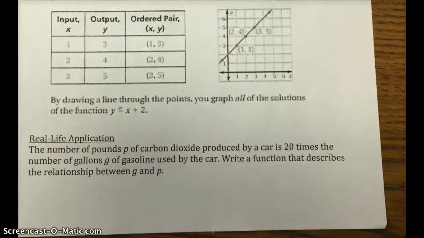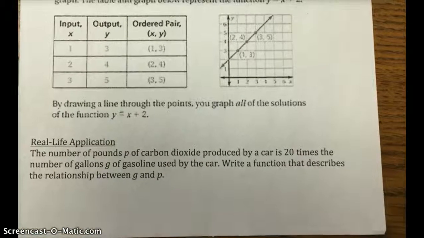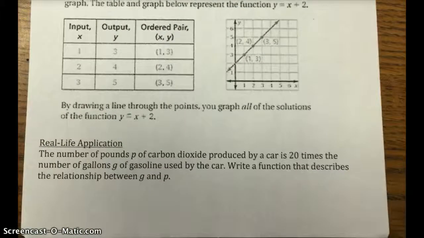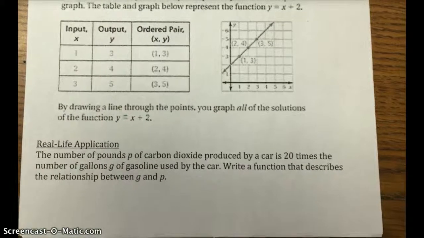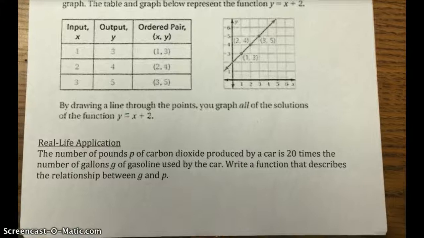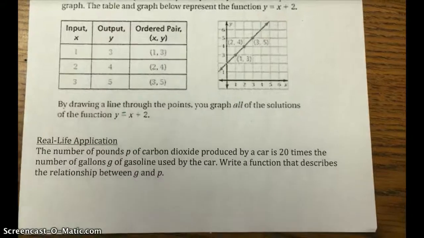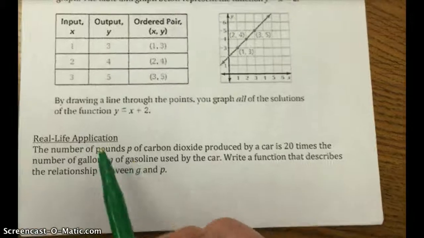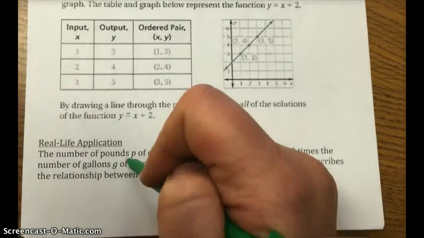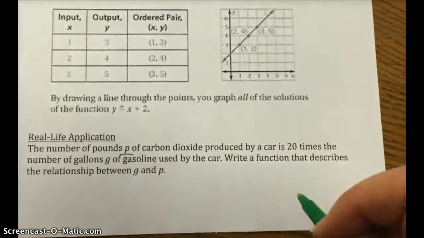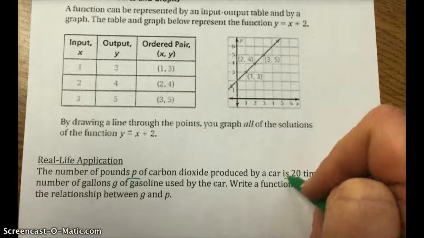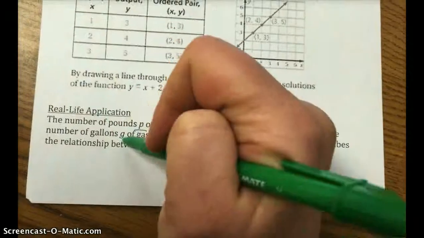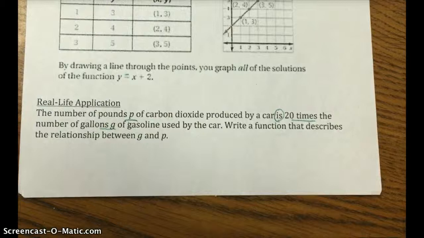It says the number of pounds P of carbon dioxide produced by a car is 20 times the number of gallons G of gasoline used by the car. Write a function that describes the relationship between G and P. So if we go back, I'm going to underline some important things. It says the number of pounds P produced by a car is 20 times the number of gallons G.